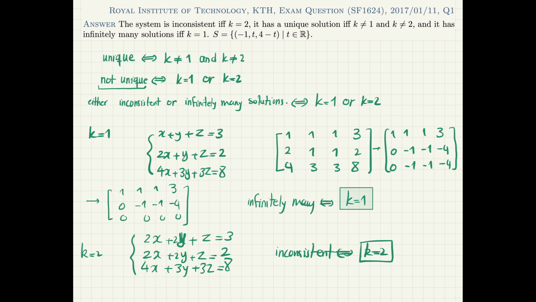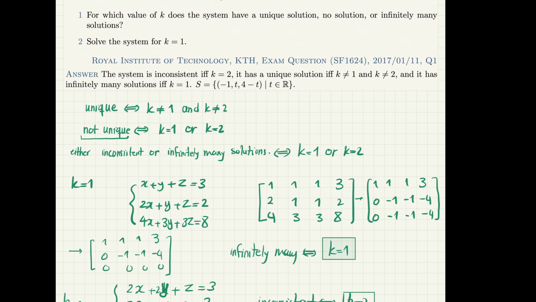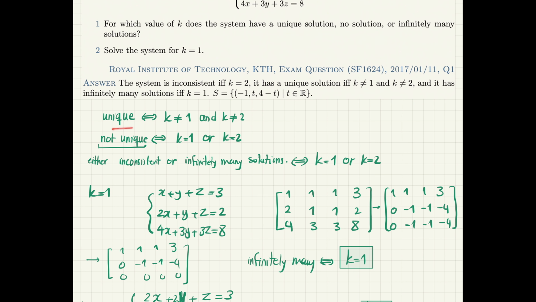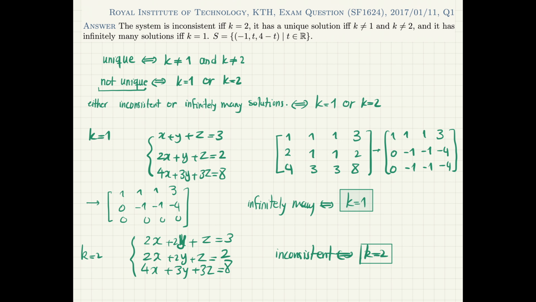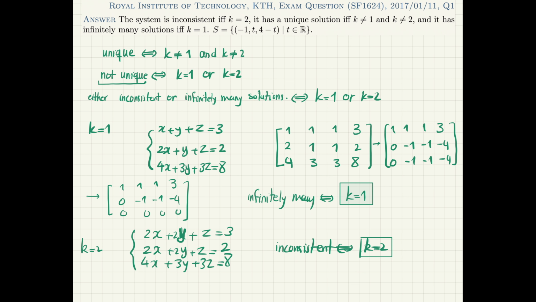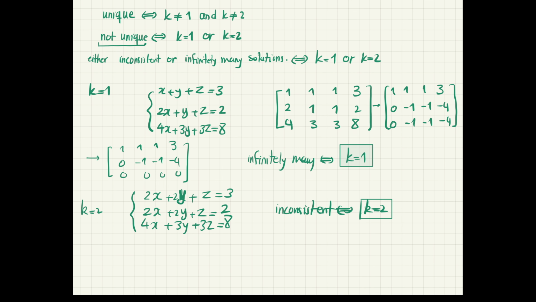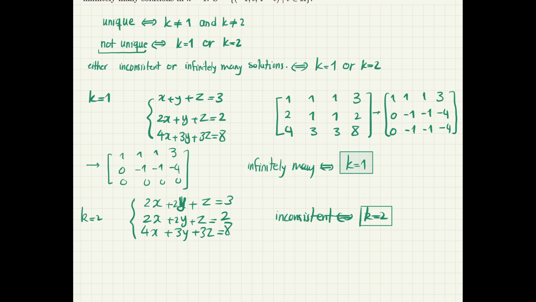And then you see that you exactly got the same answers, yes? A unique solution, neither k should be equal to 1 nor 2. K equal to 1 is infinitely many solutions, and k equal to 2 has no solutions at all. Yes, so of course if you want to, you can also solve this equation.